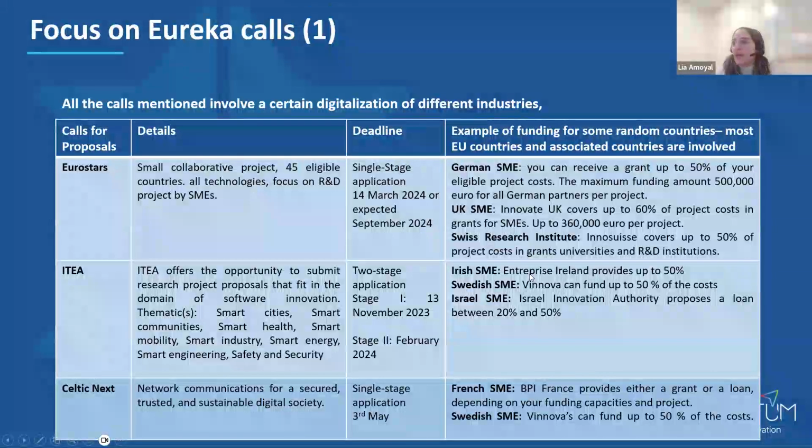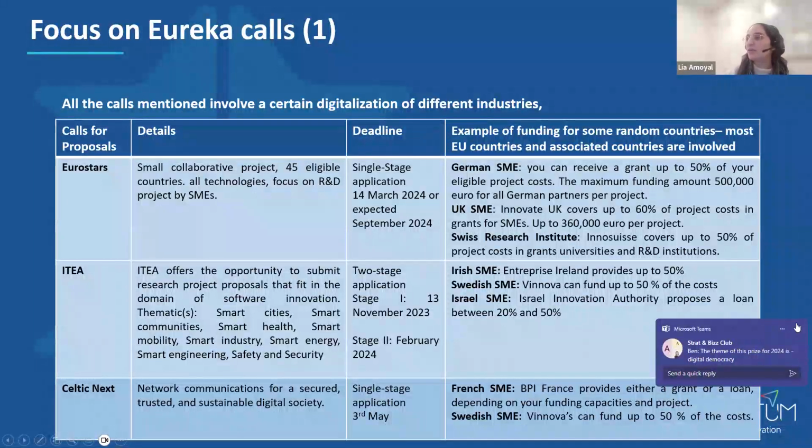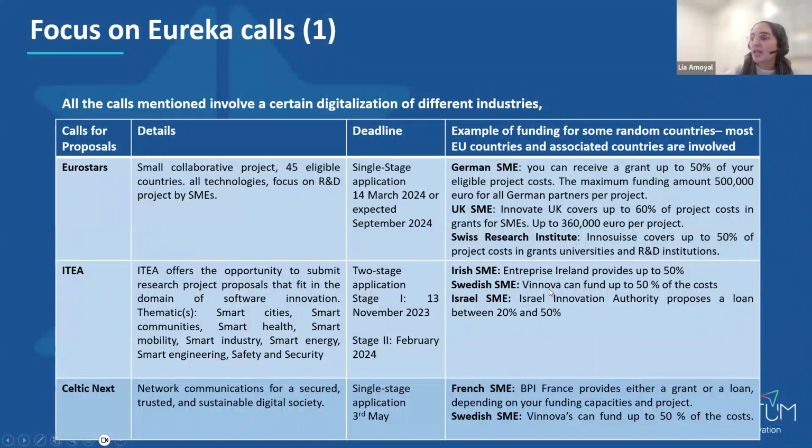So here, for example, ITIA, we have Irish SMEs that can receive up to 50% of the funding. Swedish SMEs, it's Vinnova who funds up to 50% of the cost. And if you are an Israeli SME, Israel Innovation Authority proposes a loan between 20 and 50% of the costs of your project.